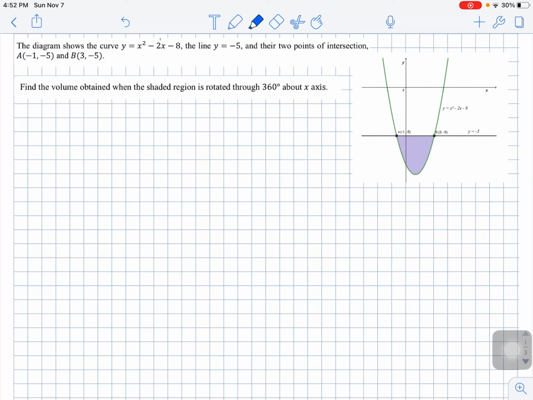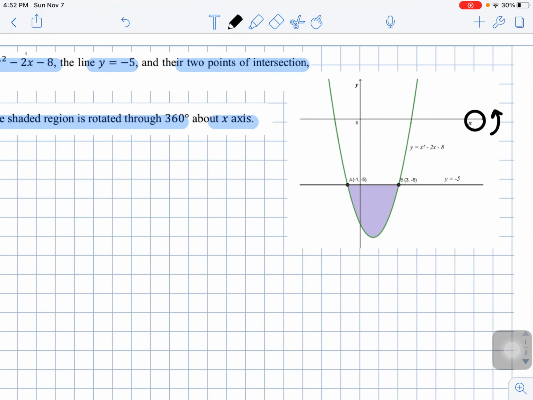The diagram shows the curve and also a line y equals -5 with the 2 points of intersection A and B. Now we have to find the volume when the shaded region is rotated through 360 degrees about the x-axis. So when I see the x-axis, I will directly go to the x-axis itself, and I know that I am going to rotate this shape 360 degrees. Now when you rotate, let's see what's exactly happening.